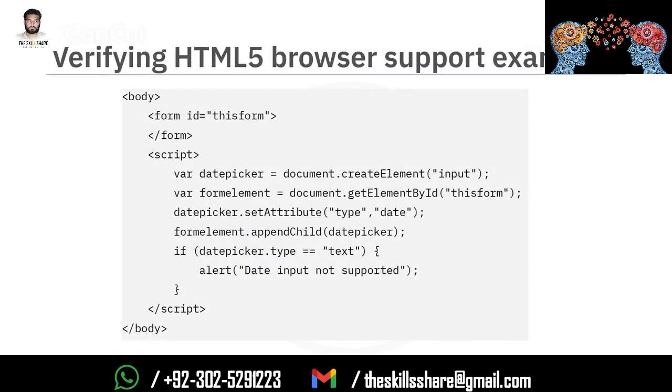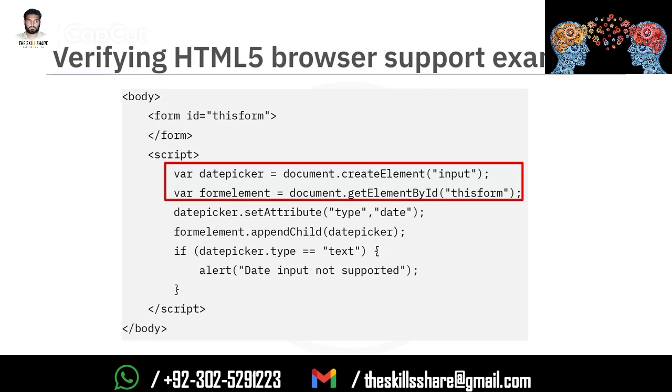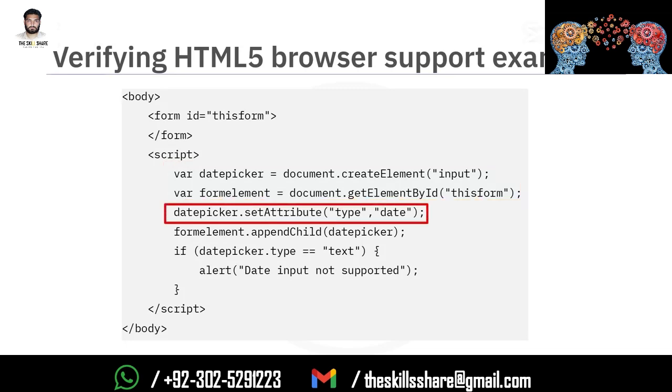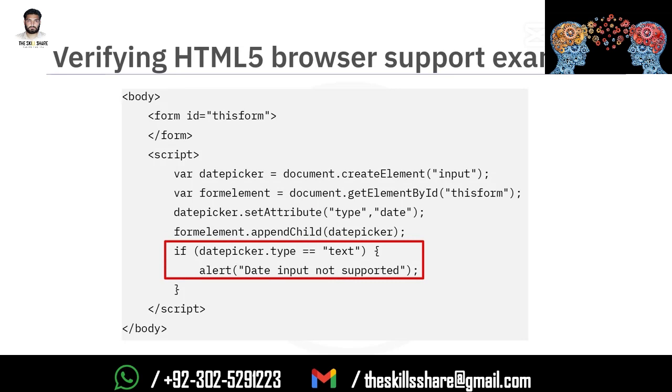Here is an example of using JavaScript to check whether a certain HTML5 element is supported by a browser. This code is used to test whether the browser supports the element input type="date". In the example, you dynamically create the DOM object for the input element, and then you set the type attribute to the value of date. If the browser does not support the input type="date", the field is displayed in the browser as a regular text field.